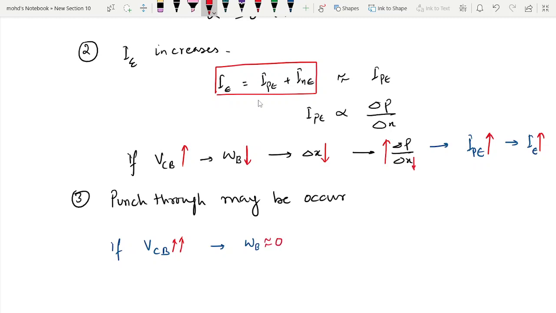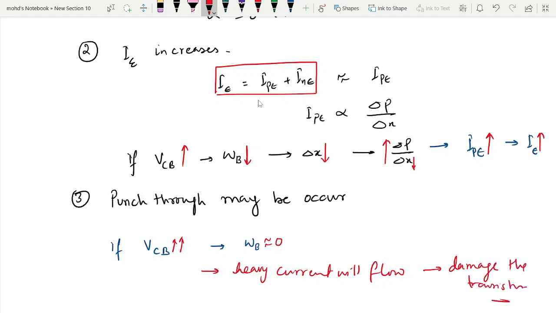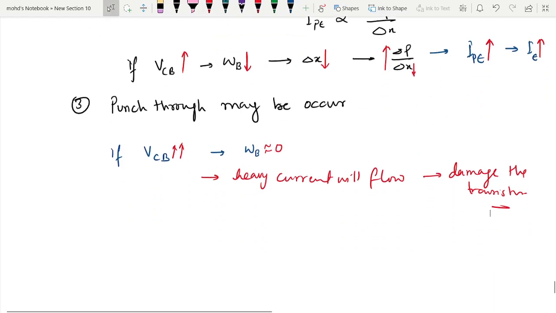So we can say when we increase VCB to a sufficiently large value, the effective base width will become approximately 0, and a heavy current will flow through the transistor, which may damage the transistor. So generally we avoid punch through so as to keep the transistor from getting damaged.